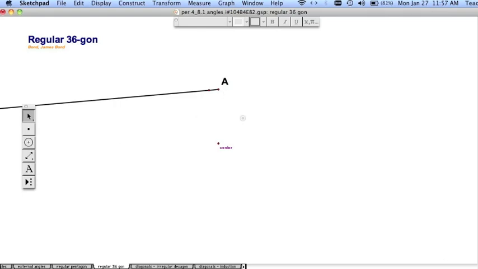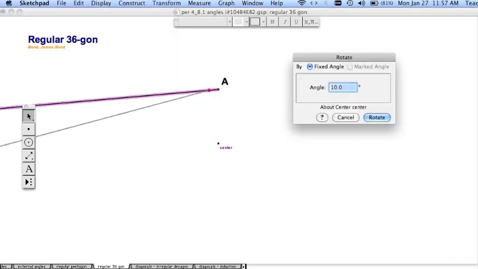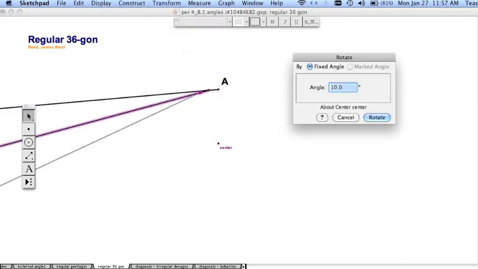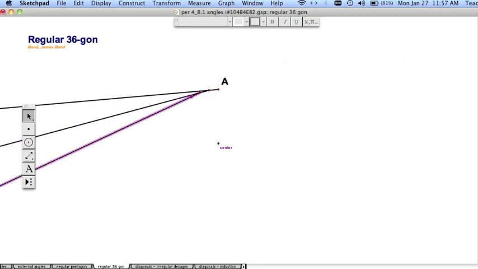Now, you've already marked the center of rotation. So now I want to select the ray and this point. Transformers, rotate it again, 10 degrees. Transformers again, rotate it 10 degrees. You got to do this 36 times. Well, you don't. That's if you want to be slow.